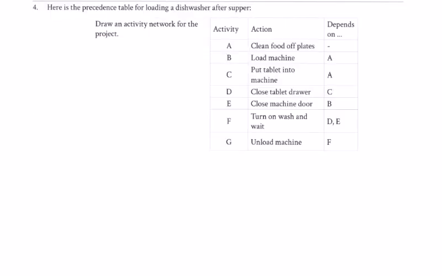Now they start giving examples of them being kind of a dishwasher or some sort of activity. We're asked to draw the activity network, so clean food off plates doesn't depend on anything. So let's start with A. A can happen. B, load the machine, depends on A, and C, put the tablet in the machine, depends on A as well. So B and C look like they can happen.